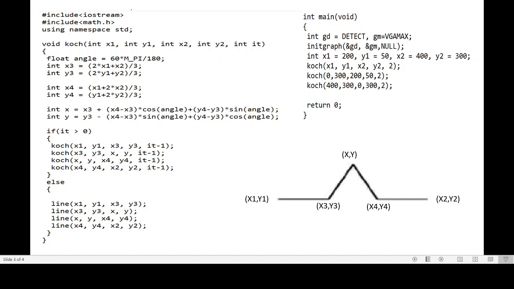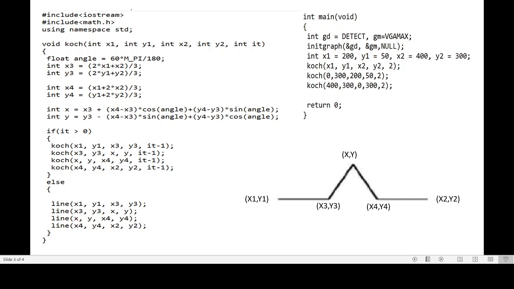here M_PI, which is a predefined macro defined in the math.h header file. Its value is 3.14. It's for the pi value. So with this formula we are converting this angle into radian.